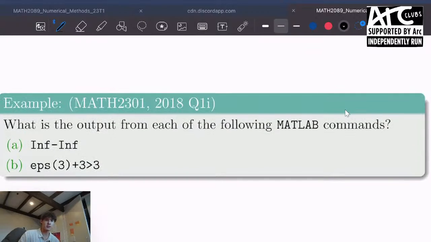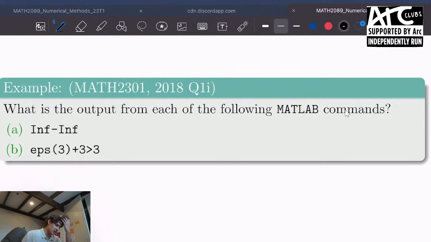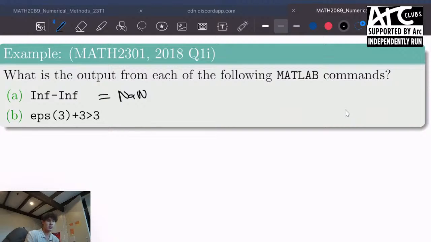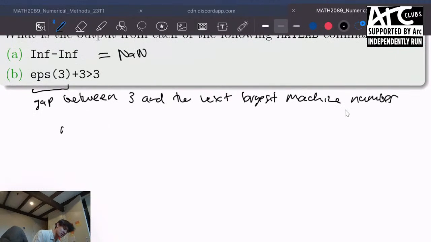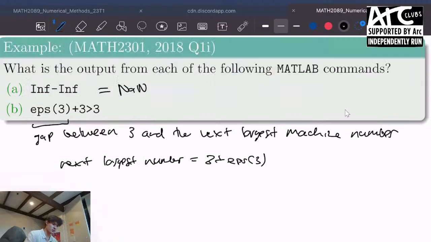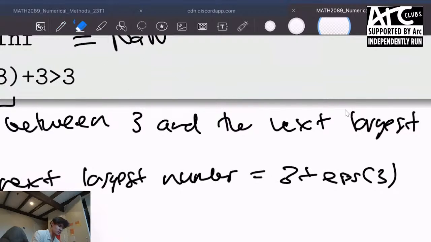So now we're just going to be looking at this question from a past paper. What is the output of the following MATLAB commands? Well, we know that infinity minus infinity should give us not a number. And eps(3) + 3 > 3. This is asking whether this statement is true or false. Now we know that eps of 3 is the gap between 3 and the next largest machine number. So clearly eps(3) + 3 should be larger than 3, right? Because we know that the next largest machine number is equal to 3 plus eps(3). So we can say that this will be true, and that will give us a truth value of just 1, and that's what MATLAB would output.